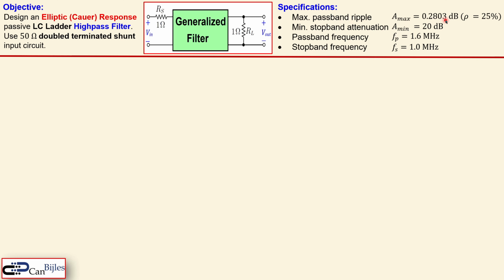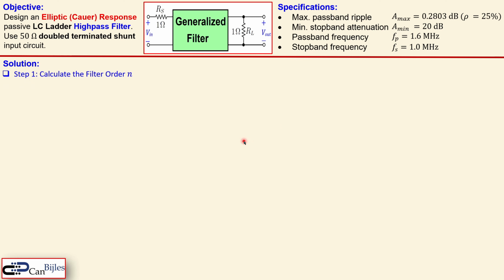The maximum passband ripple must be 0.2803 dB, and again our rho is 25%, which is our reflection coefficient. We have the minimum stop-band attenuation of 20 dB, the passband frequency must be 1.6 MHz, and the stop-band frequency is 1 MHz. Okay, let's look at our solutions.